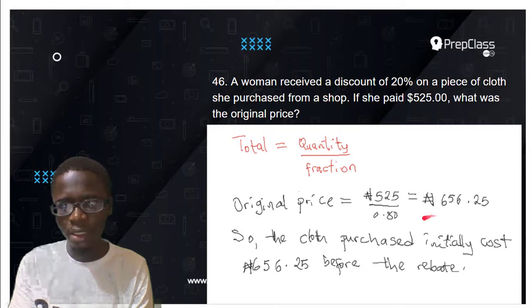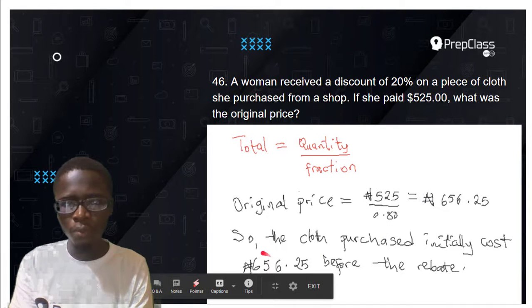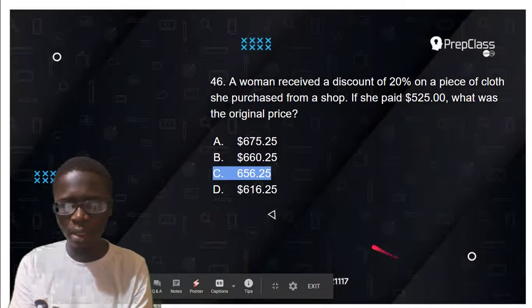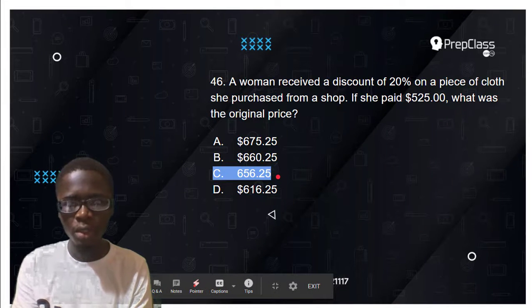556.25. It seems the unit here is a little bit of concern, but you can ignore it as they use dollars here, and actually the unit is supposed to maintain dollar equivalent here too. So the cloth purchased initially cost 556.25 before the rebate, and that is reflected in option C. So proceeding to the next question.